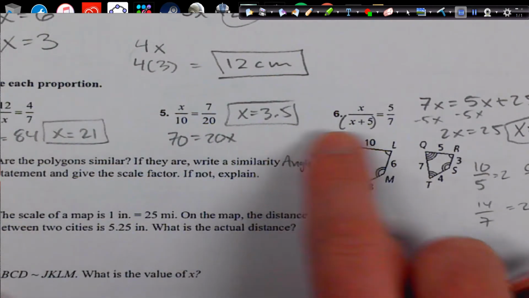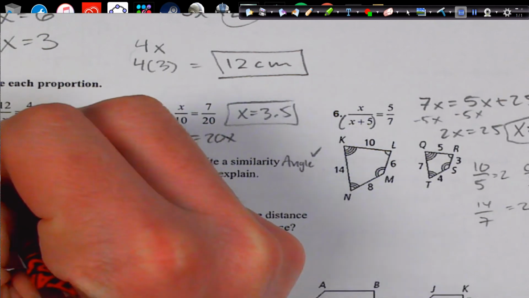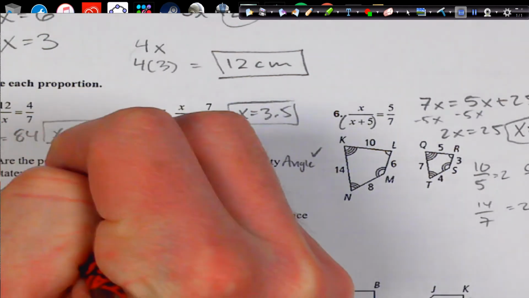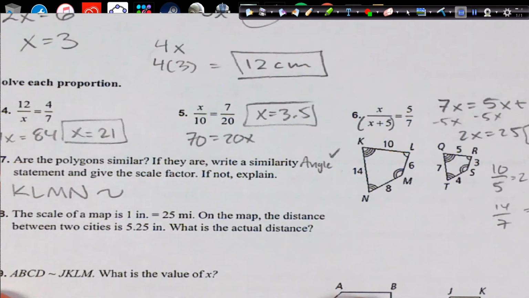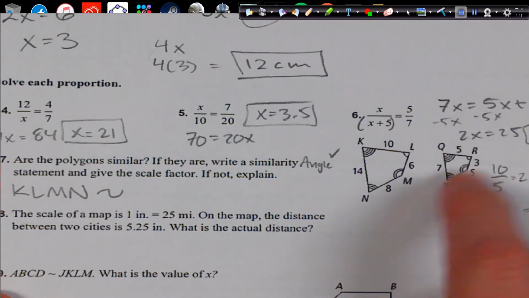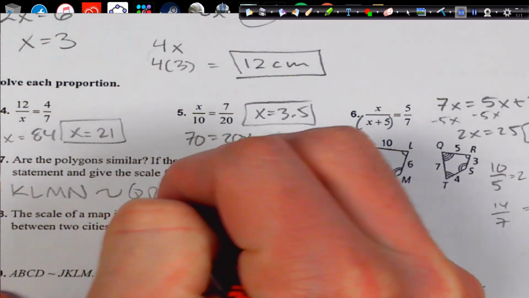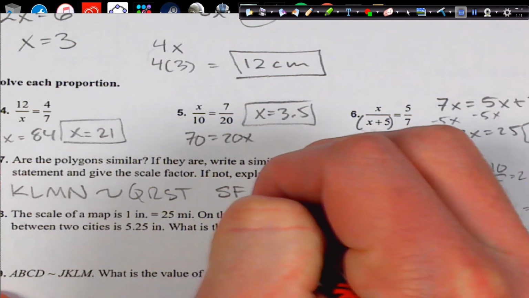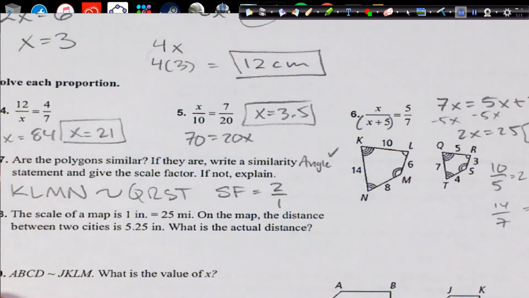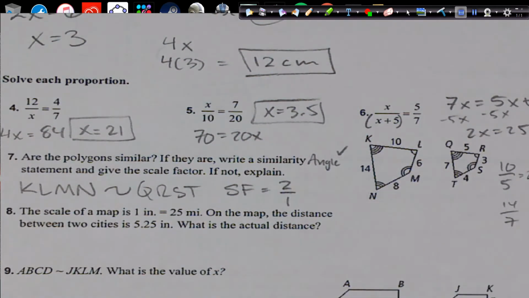So I'm going to say KLMN is similar to QRST. And our scale factor is 2 to 1. You could have got a scale factor of 1 to 2, depending upon which shape you went from.